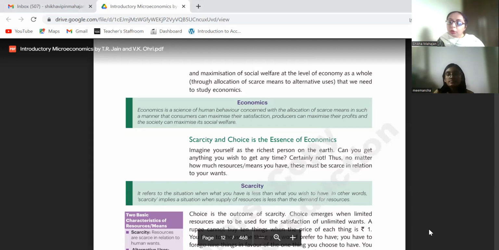Society will not talk about profit, producers will not talk about satisfaction. Their main aim is to earn the profit, right? And customers, when they're consuming it, they need satisfaction, right? We are serving the society for the social welfare, right? So just catch the keywords. In case in exam you forget anything, just try to catch the keywords and combine them. Scarcity and choice is the essence of economics.